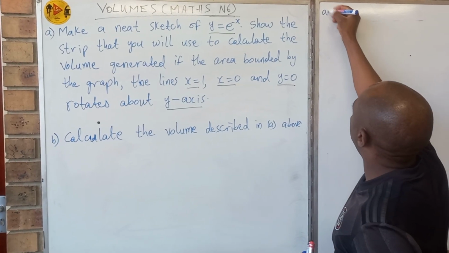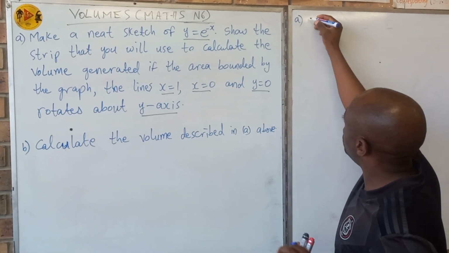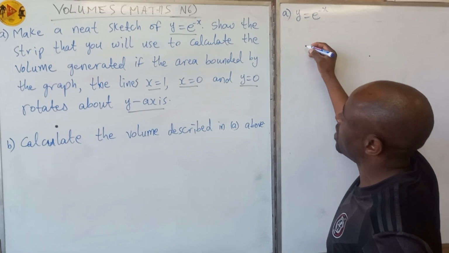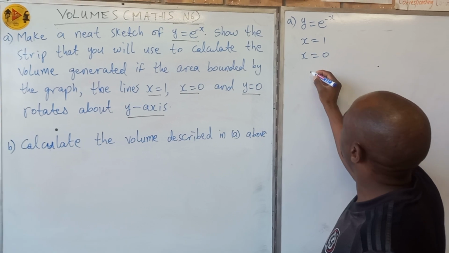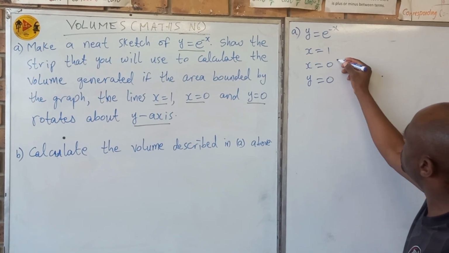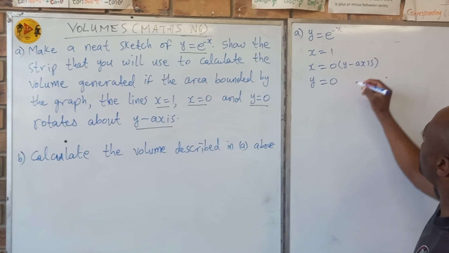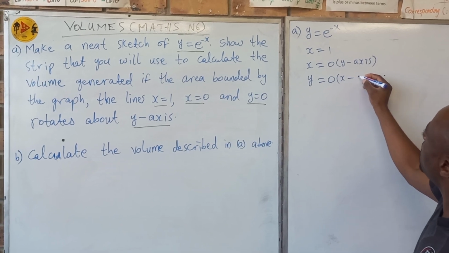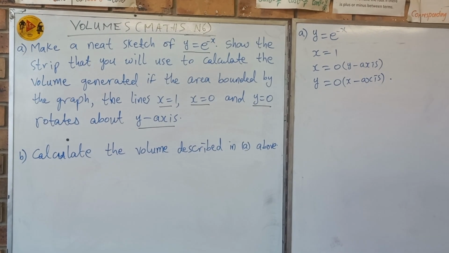So let's go. The first thing is, I'll write down the equations of all the graphs involved. So I've got y equal to e to the power negative x, that's my first graph. There is x equal to 1, there is x equal to 0, and there is y equal to 0. But before we move from there, we must be reminded that x equal to 0 is a graph, and the other name is the y-axis. Y equal to 0 is also a graph whose other name is the x-axis. So from here, you can now sketch the graphs.